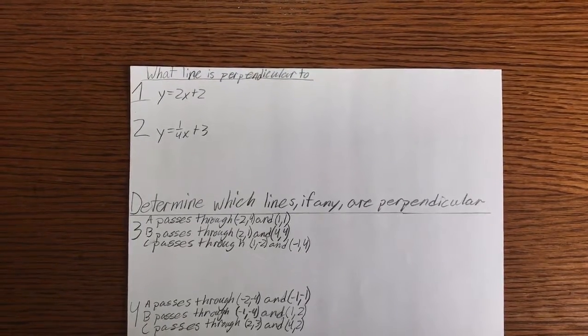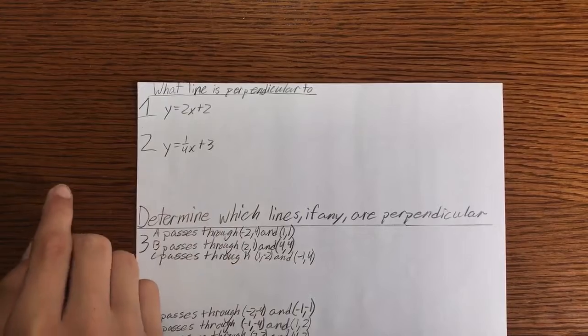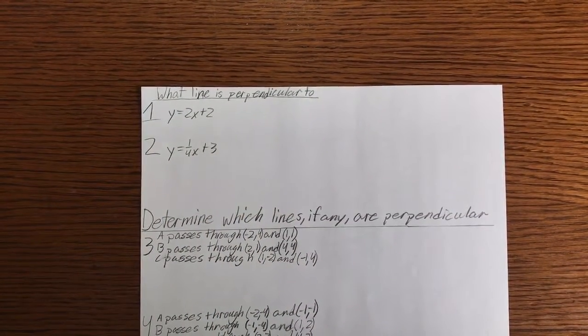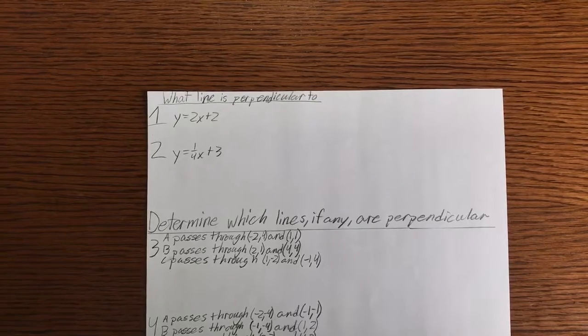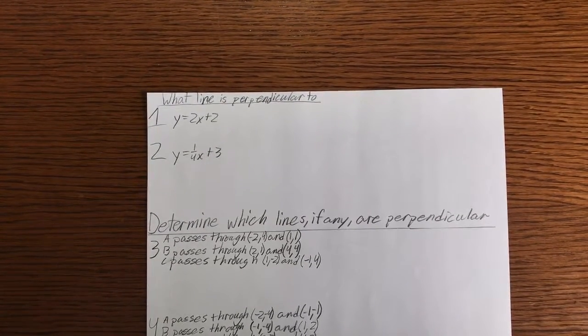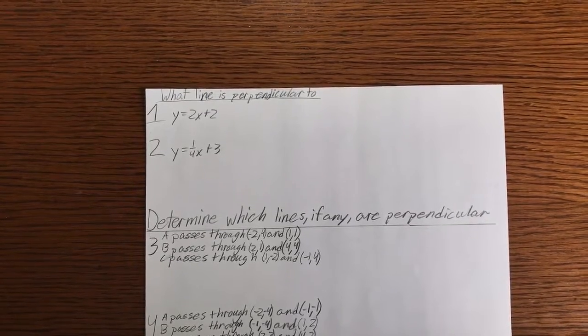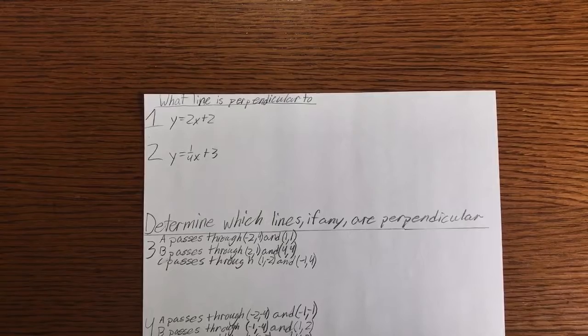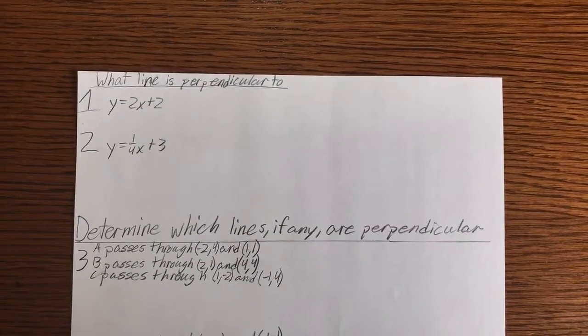Before I start on question 2, I would like you to try number 1 to see how much you know. When vertical and horizontal lines are perpendicular, they have opposite reciprocals. Non-vertical lines are perpendicular if and only if their slopes are negative reciprocals. Pause the video and try number 1.